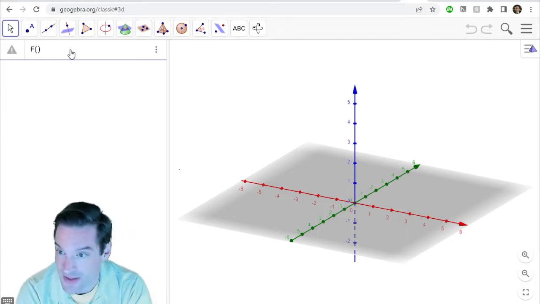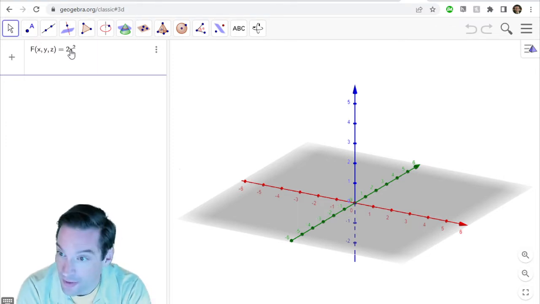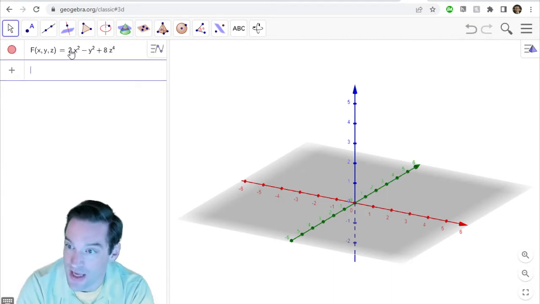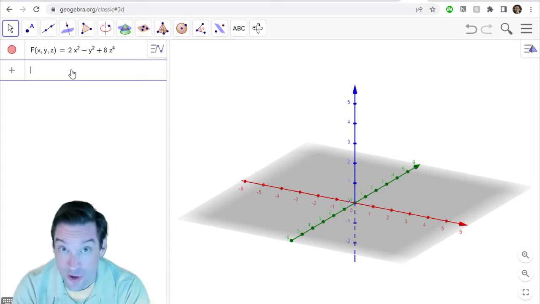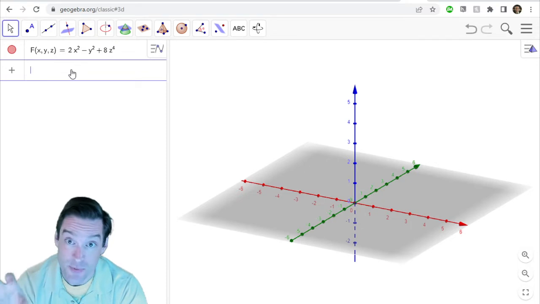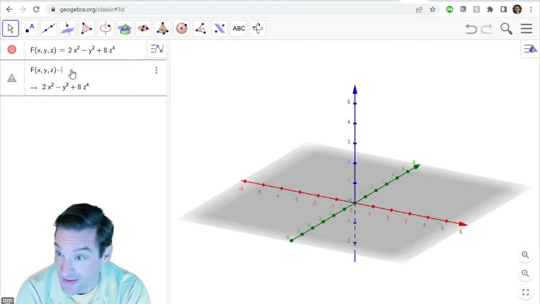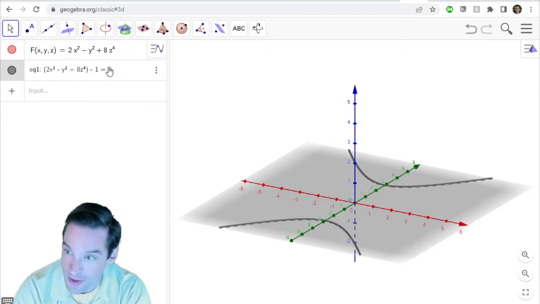So I could have, for example, let's say f of x, y, z equals 2x squared minus y squared plus 8z to the fourth, or something like that. So there's an example of a function of three variables. And if I want to turn that function into a surface, what I want to do is set the value of that function equal to a constant. In other words, look at a level set of this function. So I'll take the equation f of x, y, z is equal to 1. And in GeoGebra, I have to put that on the other side of an equal sign. F of x, y, z minus 1 is equal to 0.